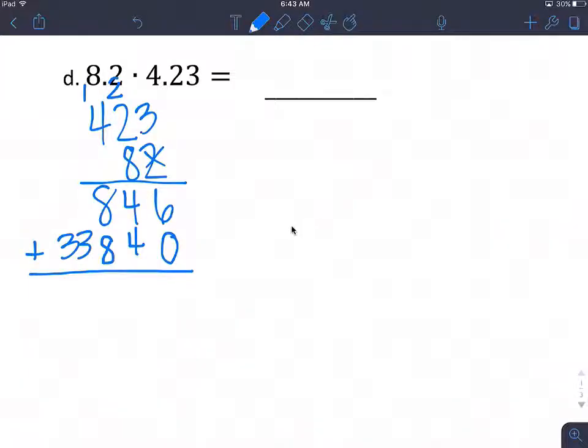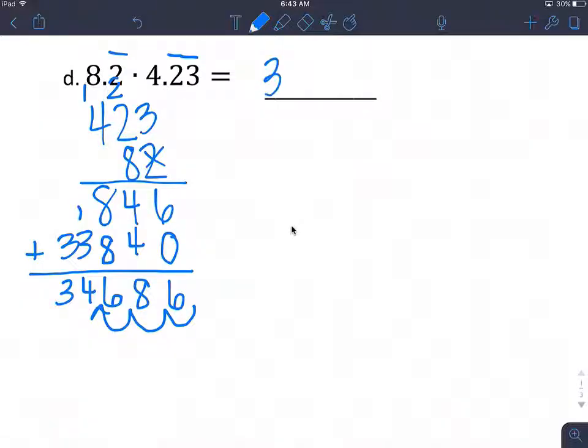I'm being very careful on how I line up my numbers. So now I need to add them together. 6 plus 0 is 6, 4 plus 4 is 8, 8 plus 8 is 16, put the 6 down, carry the 1, 3 plus 1 is 4, and then I just have 3. So I have 34,686, but I can't forget to take care of my decimals, so I have 1, 2, 3 numbers that I need to move it, so 34 and 686 thousandths.